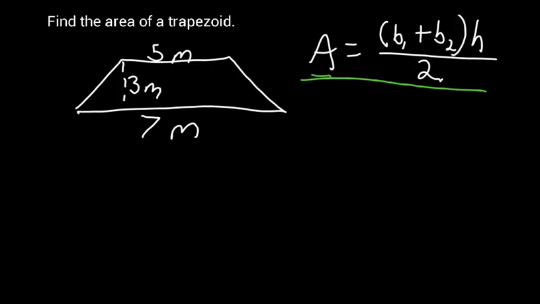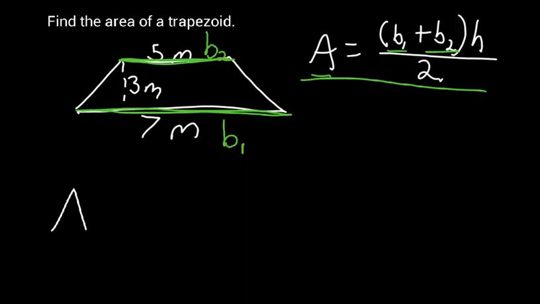B1 and B2, those stand for bases. We call them base 1 and base 2, because a trapezoid has two bases. This would be base 1 and base 2 is on the top. They're different sizes, unlike a normal rectangle, which are the same size. So we call them base 1 and base 2. And it doesn't really matter which one you call which, so we'll call this one base 1 and this one base 2. So let's start filling out our formula.